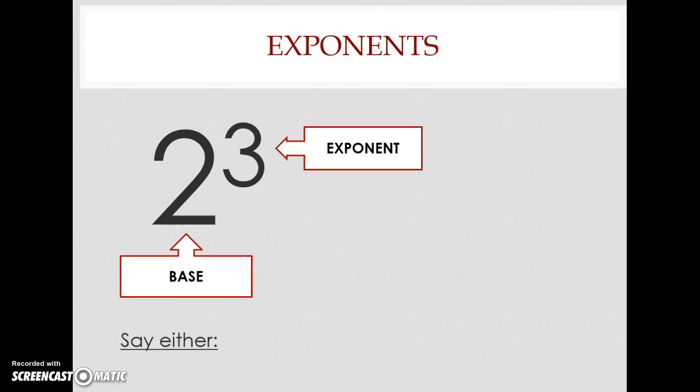When I'm talking about this number, I'm going to say one of two things. I'm going to say 2 to the power of 3. So 2 is the base, and I'm saying to the power of the exponent. So 2 to the power of 3, or some people like to say 2 to the third power.